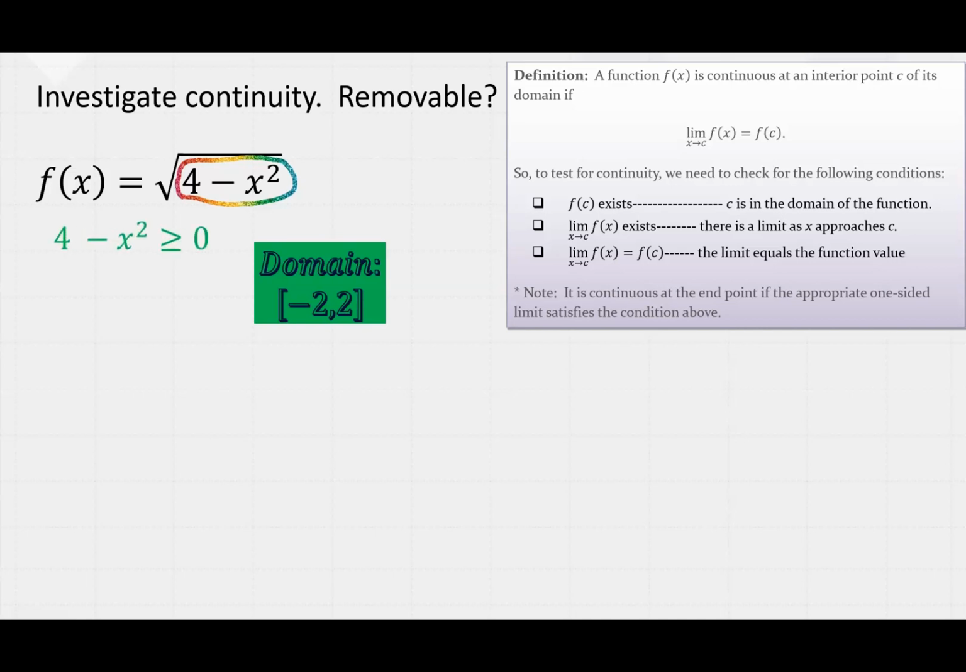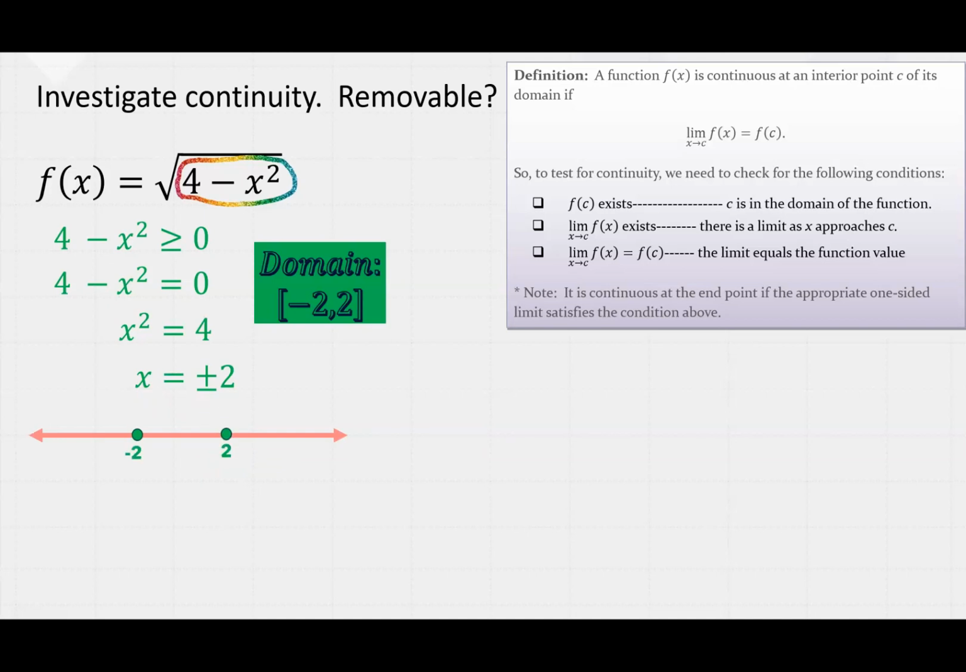So 4 minus x squared needs to be greater than or equal to 0. And so in order to find the solution of an inequality, we'll go ahead and find the cutoff points, meaning when is 4 minus x squared equal to 0. So for x, we will have plus or minus 2. If we put that on a number line, those are our cutoff points.